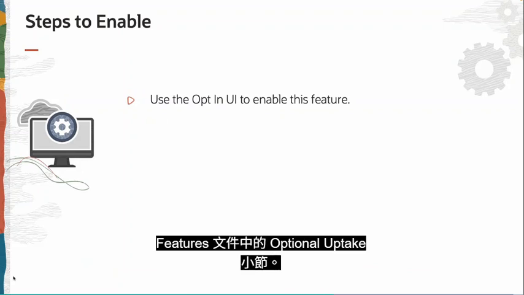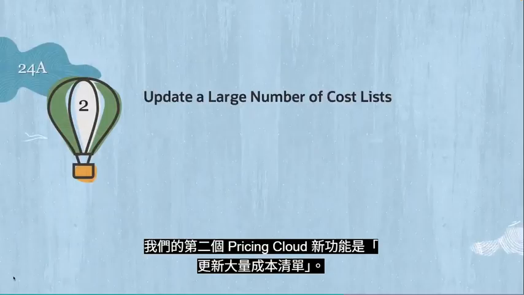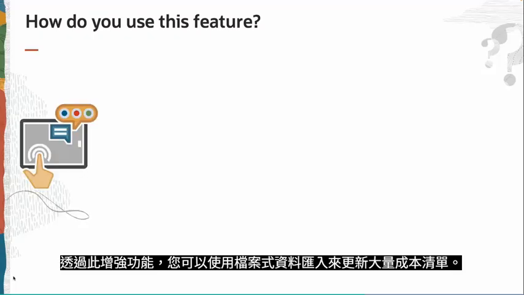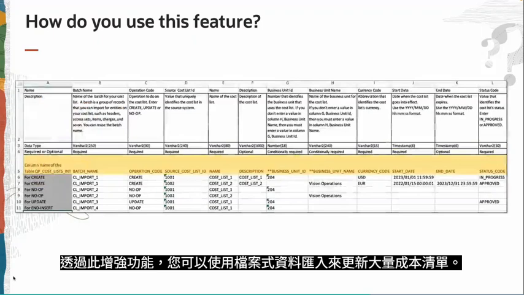Our second pricing cloud new feature is update a large number of cost lists. With this enhancement, you can use file-based data import to update a large number of cost lists. This function supports updating headers for your cost list, access sets, items on cost list, and charges.